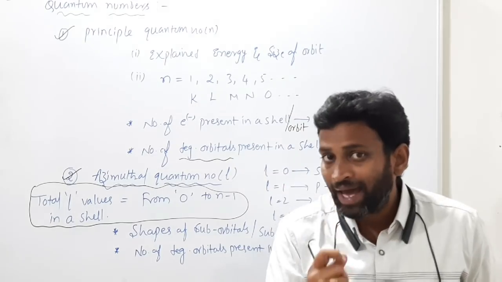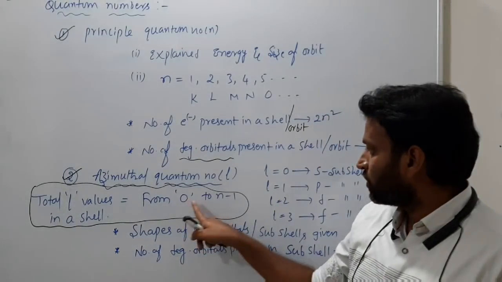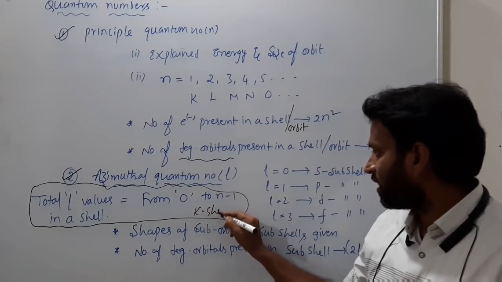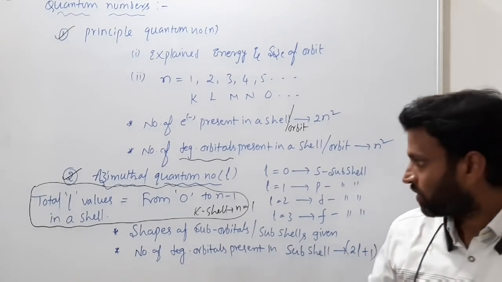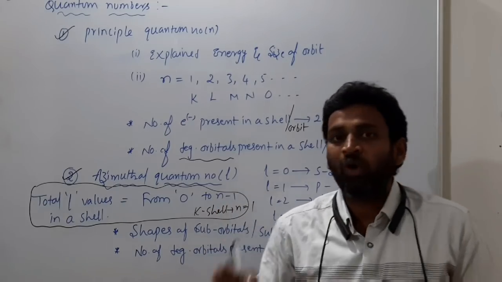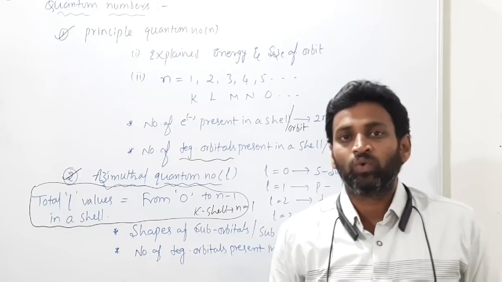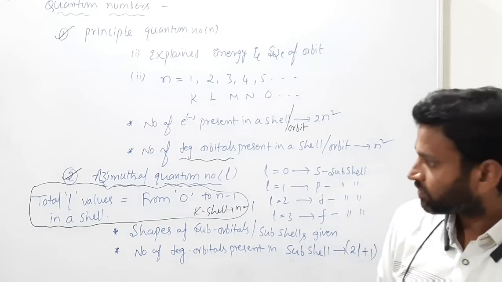What is the l value for the K shell? It is 0. Why 0? Because the K shell means n value is 1, so 1 minus 1 is 0. So what is the l value in the K shell? 0. How many l values? 1. That is the difference.